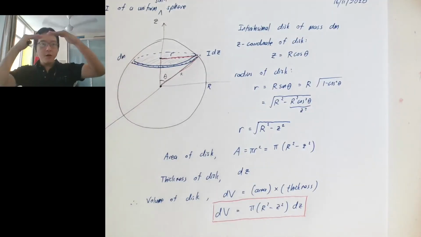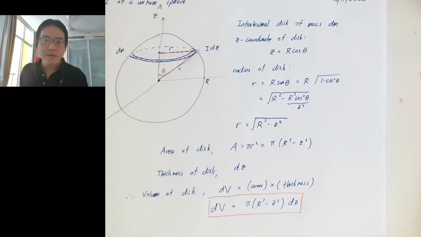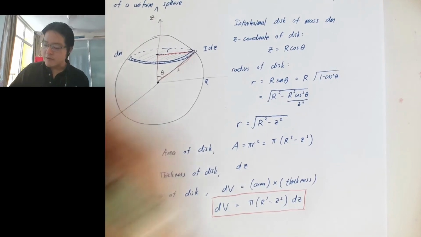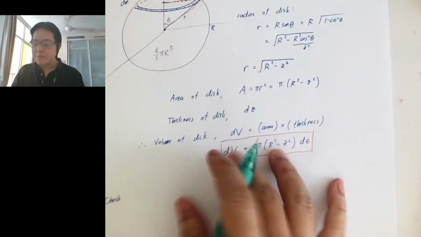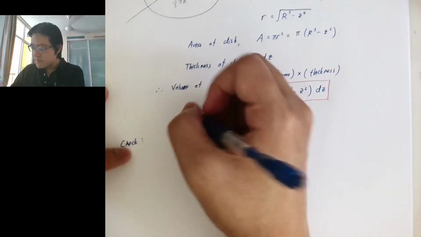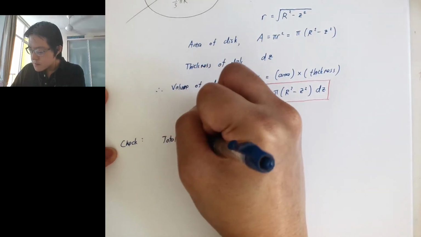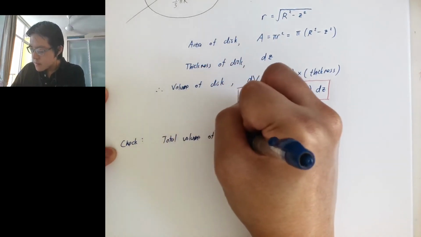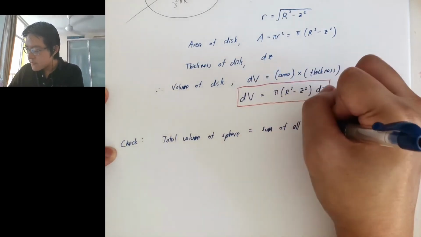So if I sum up the volumes of all the disks throughout the whole sphere, I should get the volume of the sphere. The volume of the sphere you learn in high school is 4/3 π r³. So can we get 4/3 π r³ or not? Let's double check and see whether everything is correct. The total volume of the sphere should be equal to the sum of all the disk volumes.